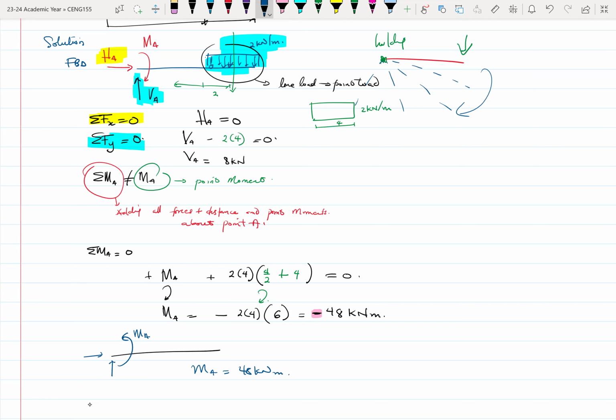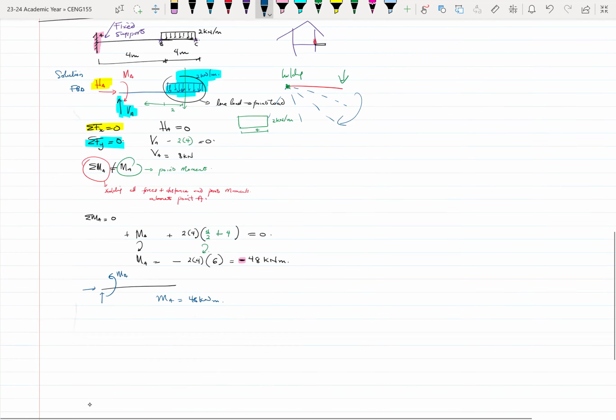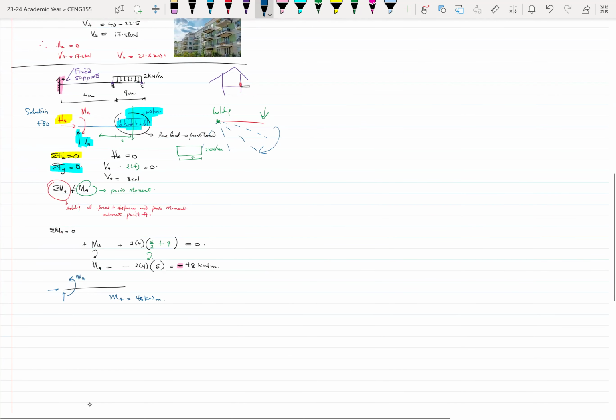So I think these two examples should help us to understand the analysis of beams with this approach. All right, statically determinate structures.